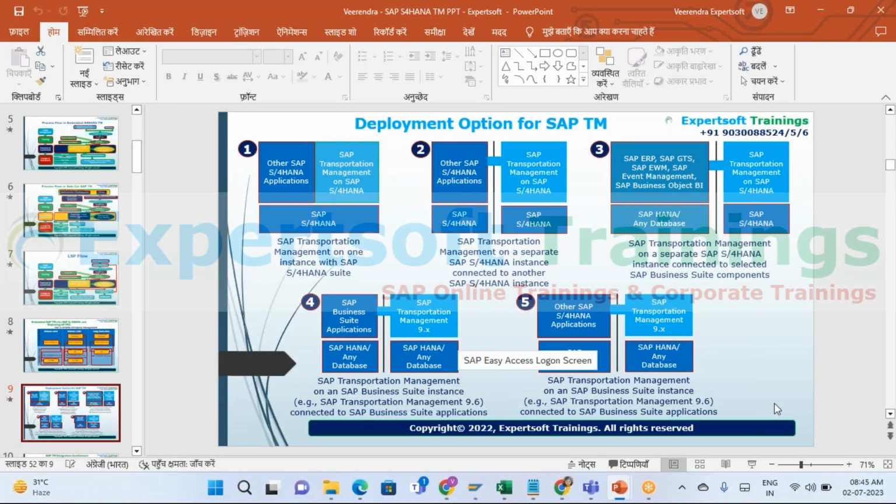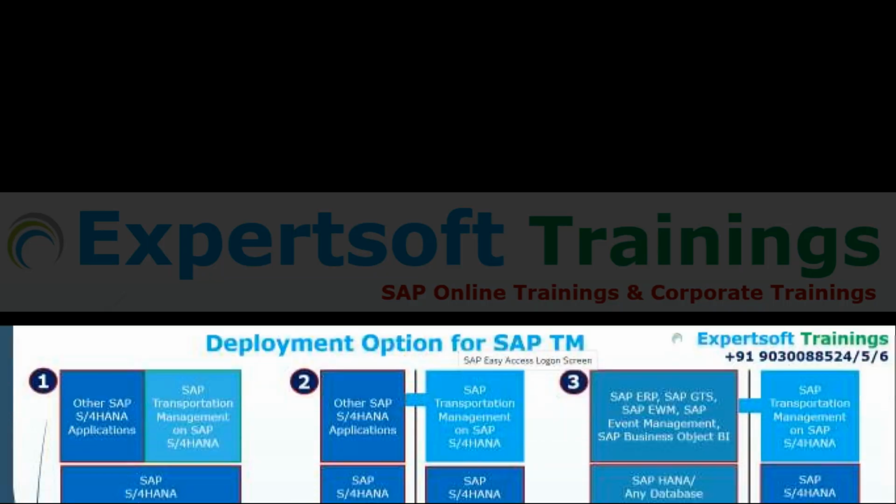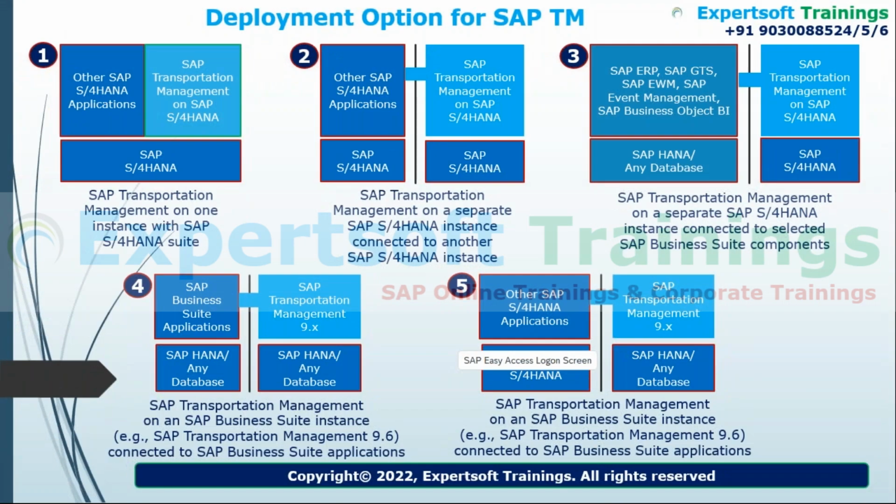So out of the various deployment options, deployment means how your architecture will look. What is the landscape of your SAP TM? Whether TM is a separate standalone server, or whether TM is in the same server as your core ECC. That's the reason we call it embedded. Embedded means it's in the same instance. So you see the other S/4 applications, meaning your core logistics, and this is the TM, and both use the same S/4HANA DB. That's why it is called the embedded concept.